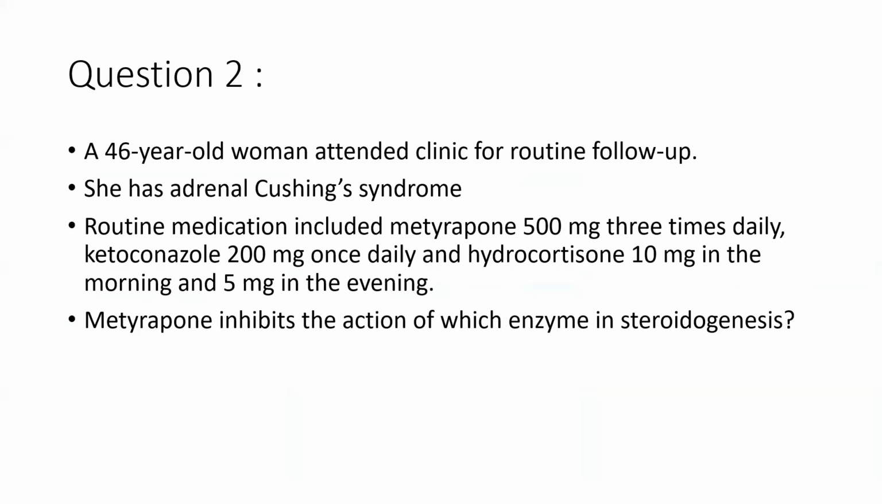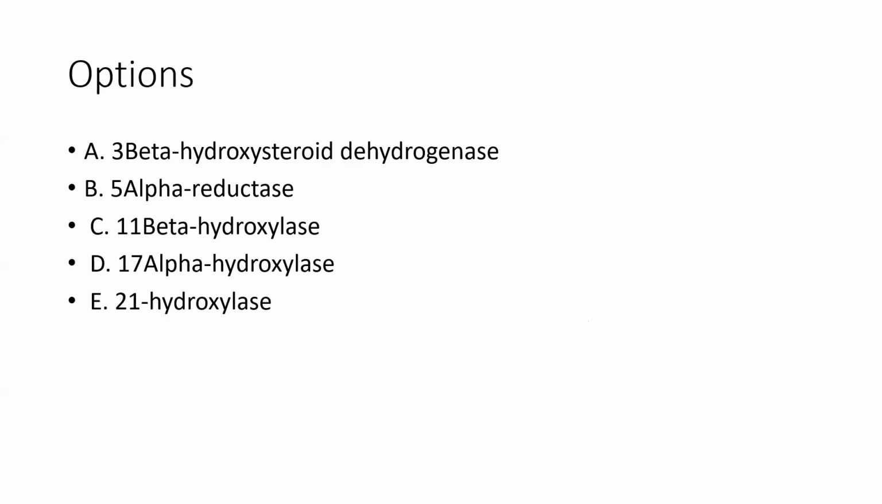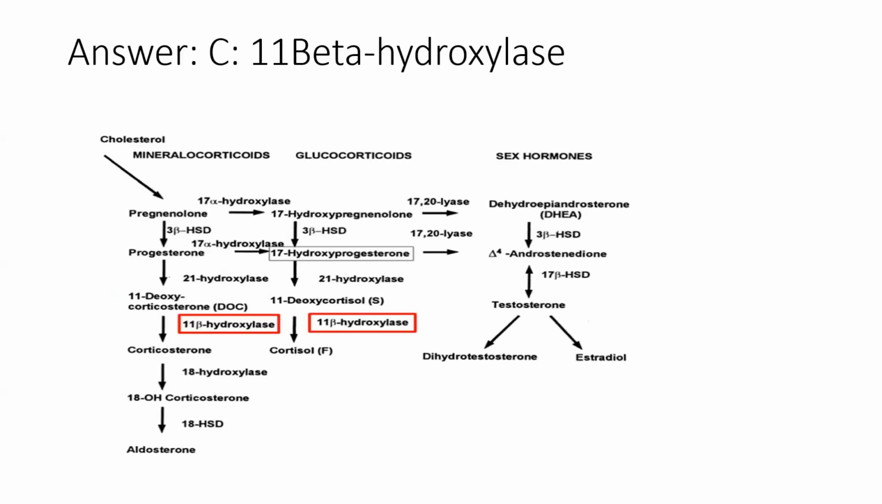Okay, so basically here we have a patient of adrenal Cushing's syndrome. She is taking metyrapone, which is obviously an adrenolytic drug, and that's why understandably the patient is also on hydrocortisone to balance the same. She's also taking ketoconazole. Now the question which is asked in the exam is which enzyme in the steroid pathway does metyrapone inhibit? So these are the options: 3-beta HSD, 5-alpha reductase, 11-beta hydroxylase, 17-alpha hydroxylase, or 21 hydroxylase. So let's look at the answer. So the answer is 11-beta hydroxylase.